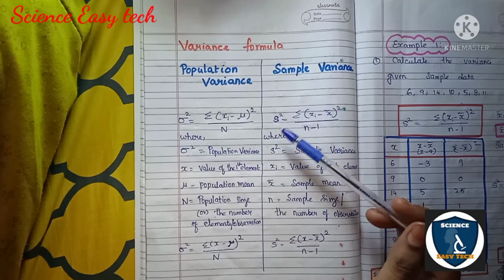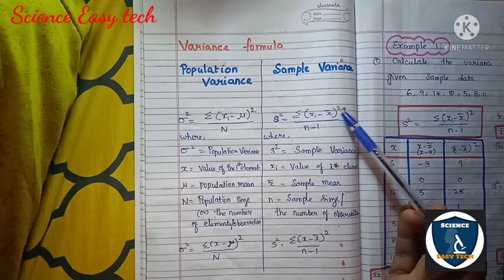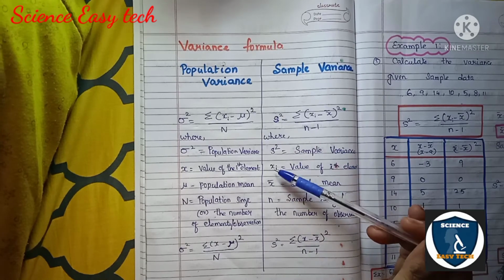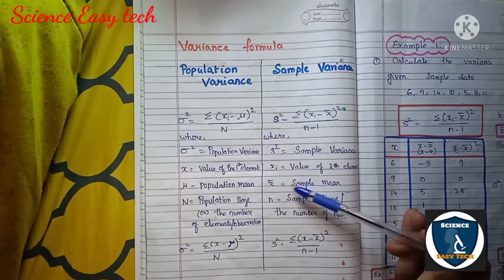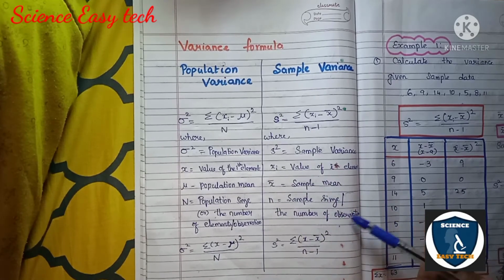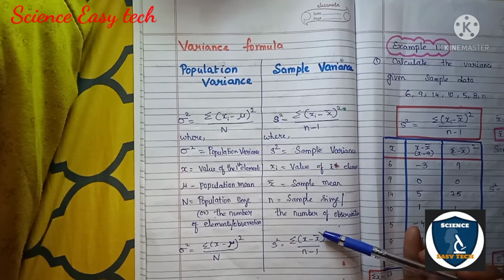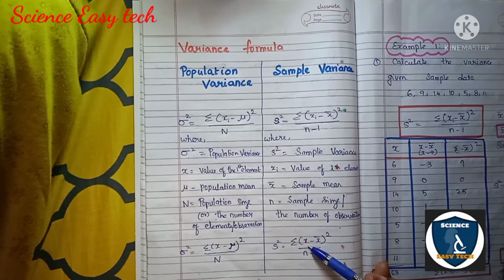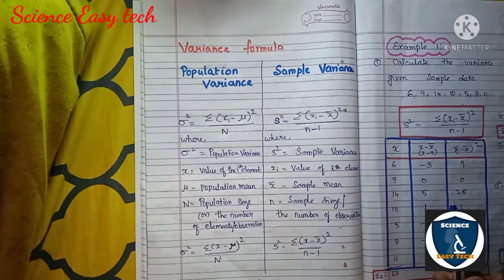So the sample variance, small s square, is equal to summation of xi minus x bar whole square divided by n minus 1, where s square is the sample variance, xi is the value of the ith element, x bar is the sample arithmetic mean or sample mean, and n is the sample size or the number of observations. Like this you can also write it, instead of xi, just summation of x minus x bar whole square divided by n minus 1. So both are correct.